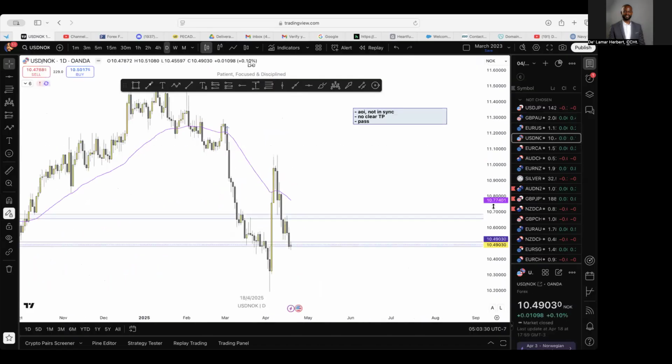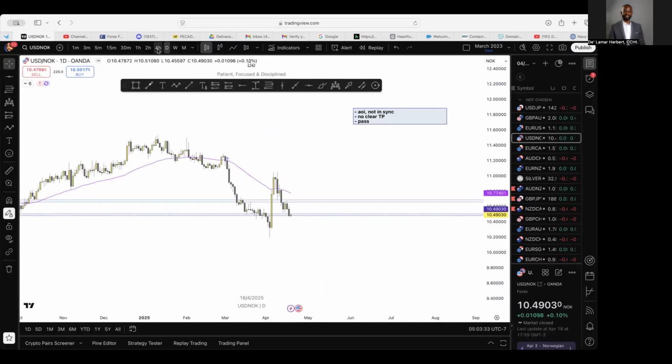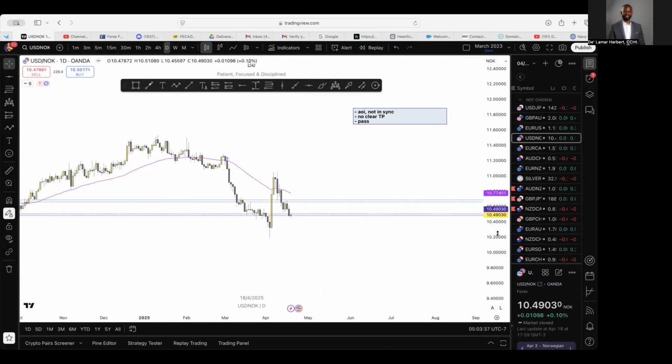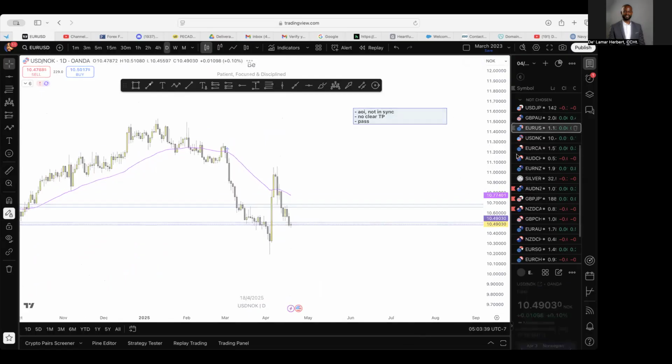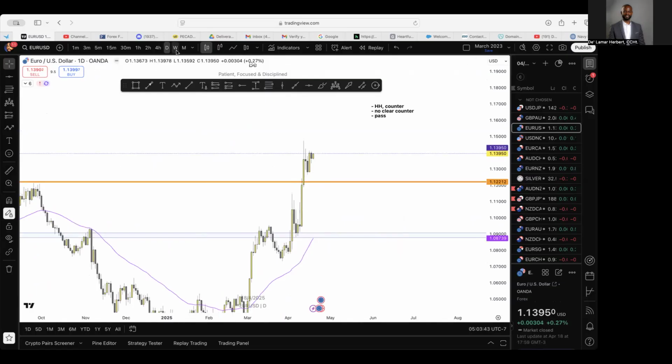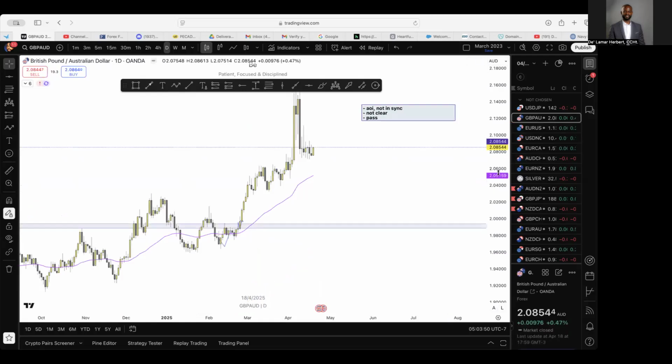USD CAD, okay, not in sync. Okay, weekly is sell, weekly is bear, and daily is bull. Euro USD at the higher high. We're looking for a counter trend here. We're at that higher high, but right now just no clear take profit, no clear structure point or area of interest.